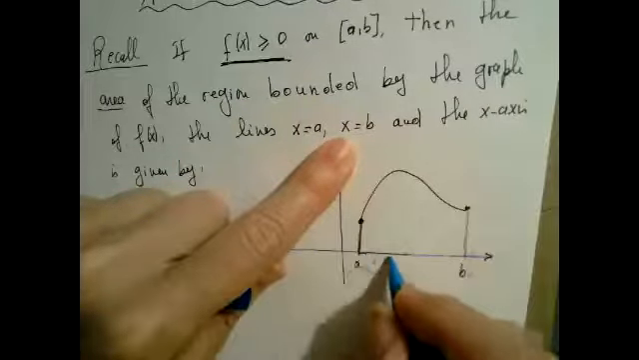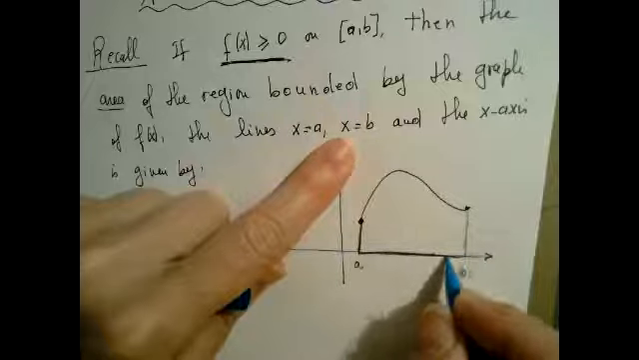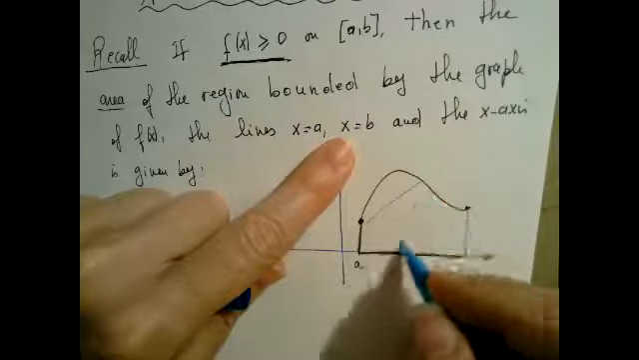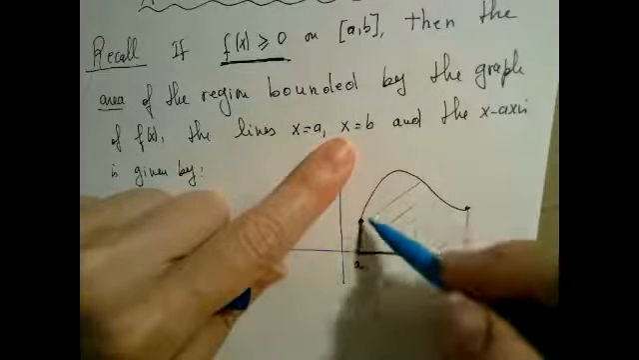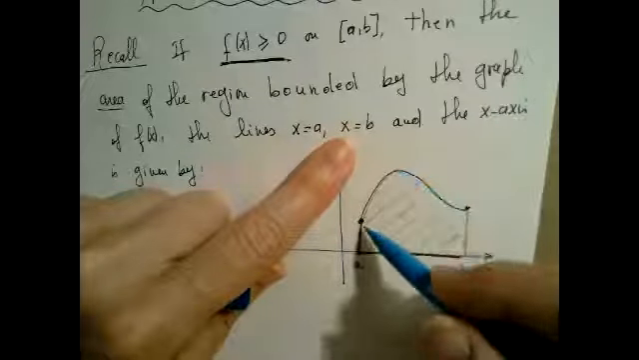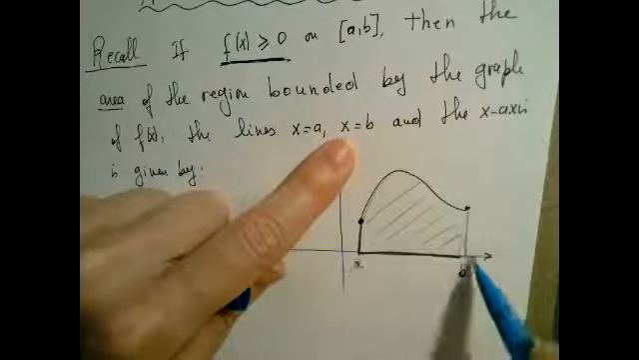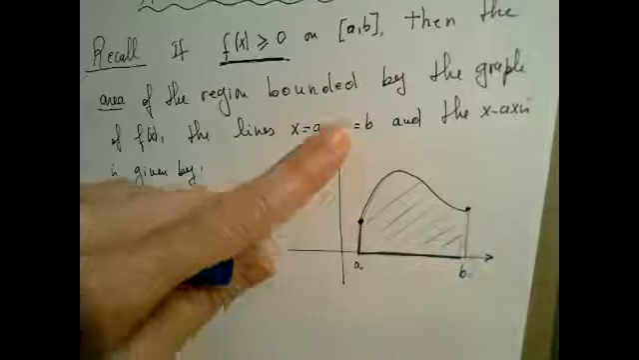And the x-axis, I mean this line. So the way I'm going to describe this region, that's the new way we will be describing it: bounded by the graph, the line x equal to A, x equal to B, and the x-axis. It means this region I'm talking about.